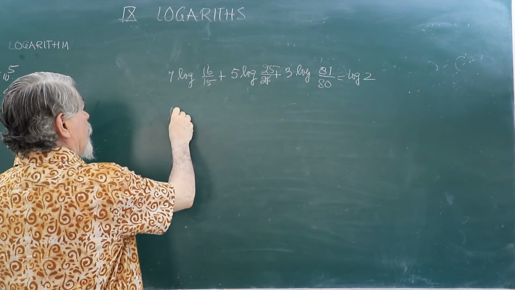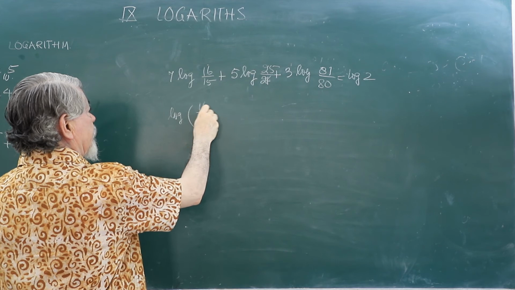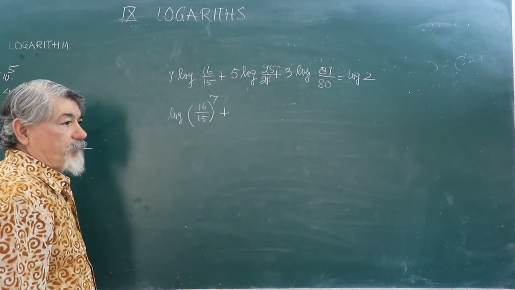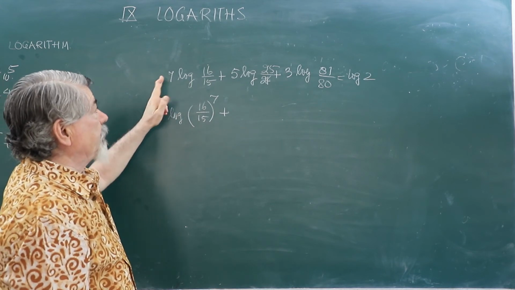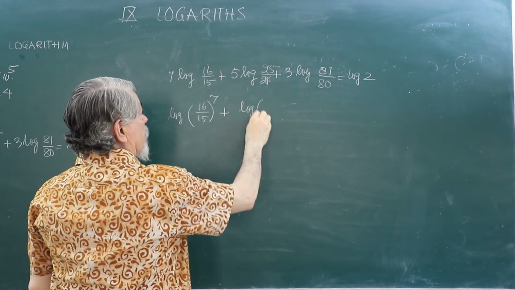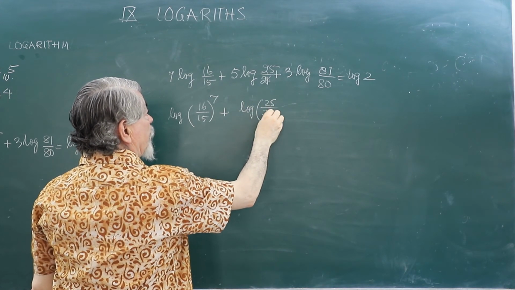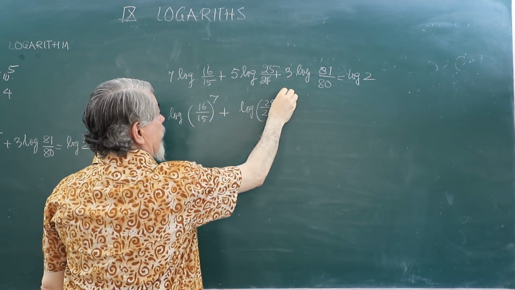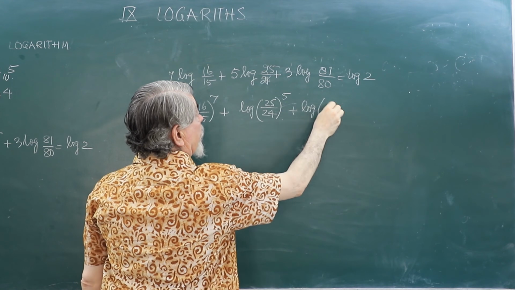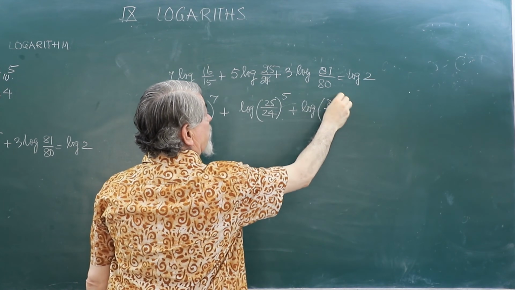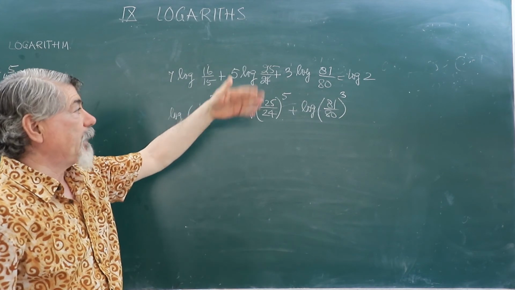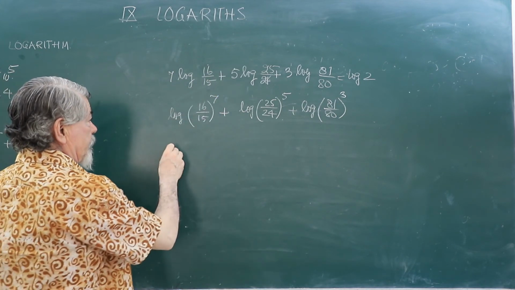This could be log 16 upon 15 to the power 7. This is the power law. Either power can come in the beginning or the multiple can go as the power. Log 25 upon 24 to the power 5 plus log 81 upon 80 to the power 3. So we have taken all the multiples as power and let us see what do we do after this.